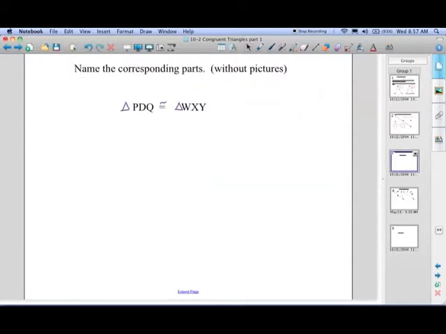On this slide, we're going to name the corresponding parts, but there are no pictures, and sometimes you're going to have to name the corresponding parts without the pictures, and it's not as difficult as you might think. First, we'll start with angle P is congruent to angle W. I know that angle D is congruent to angle X. You should be noticing a pattern at this point. Angle Q is congruent to angle Y. The corresponding positions within each triangle are labeled the same way they are on the picture.